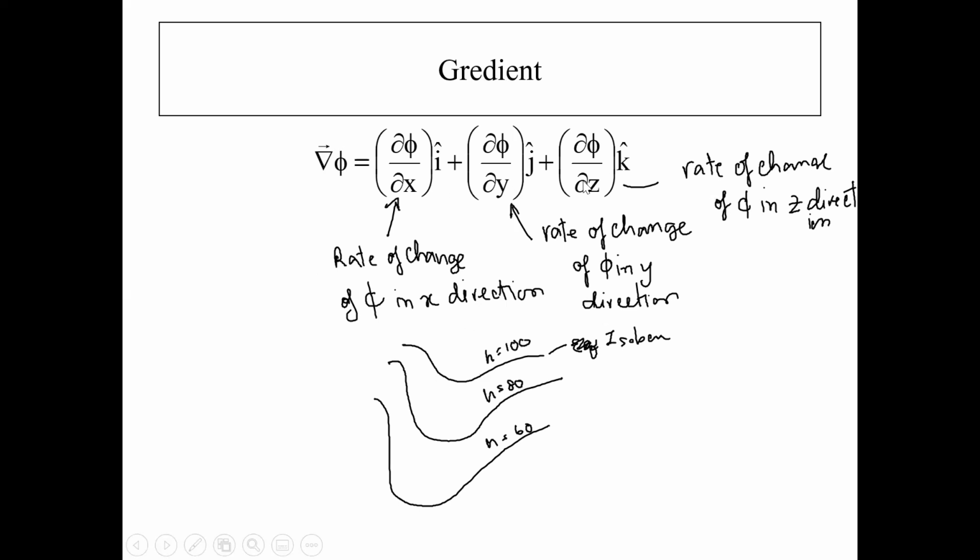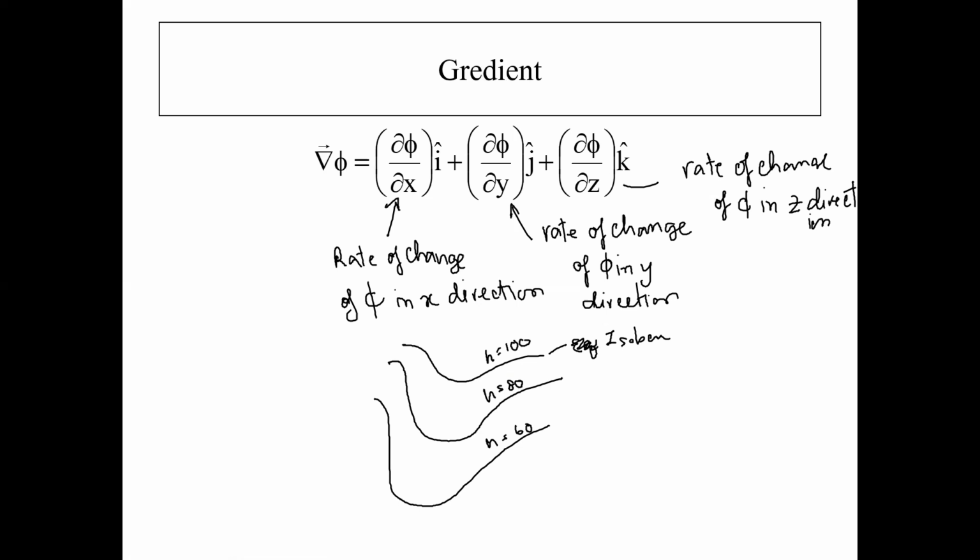We use this a lot in many ways. For example, in a map, the rate of change in height, or the gradient of height, actually shows the steepness of the map. This is called the equal height line. For example, 100 meters, 80 meters, 60 meters. If these lines are closer, it means that the gradient is high and that it is steep.